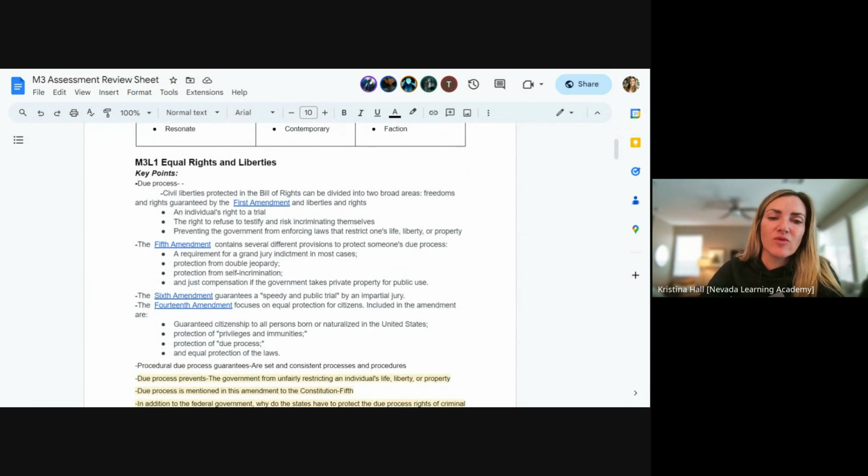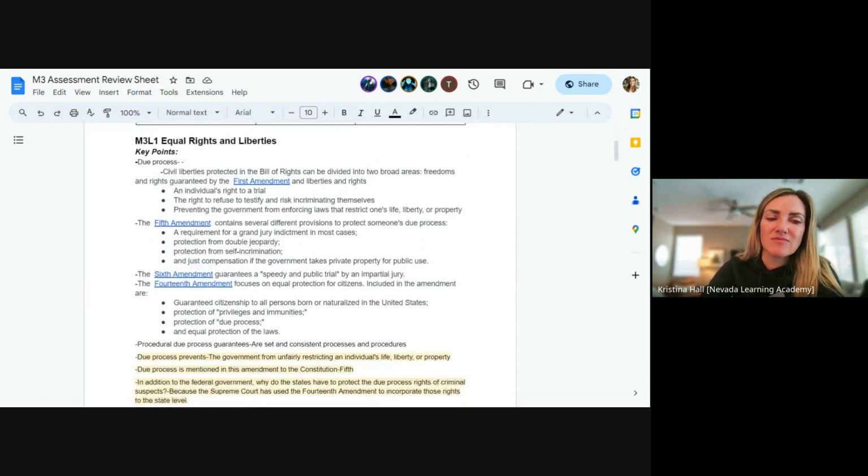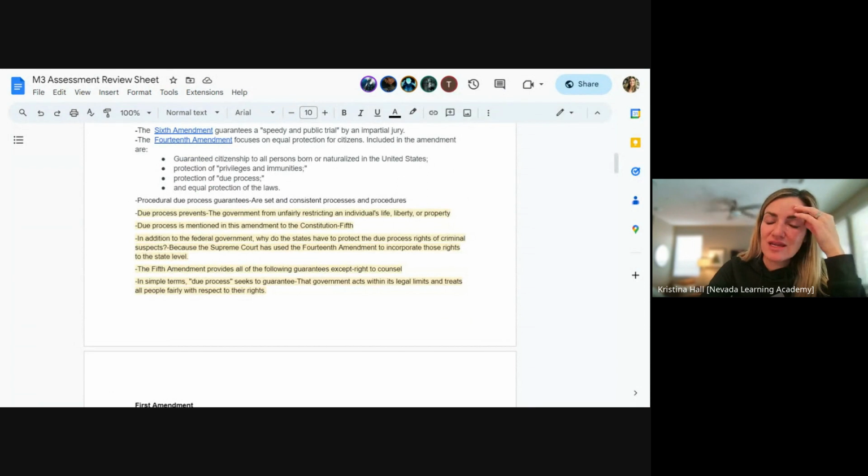So it has the main points from each section. So 3.1 has the main points. Anything in yellow, right, is the checking for understanding.